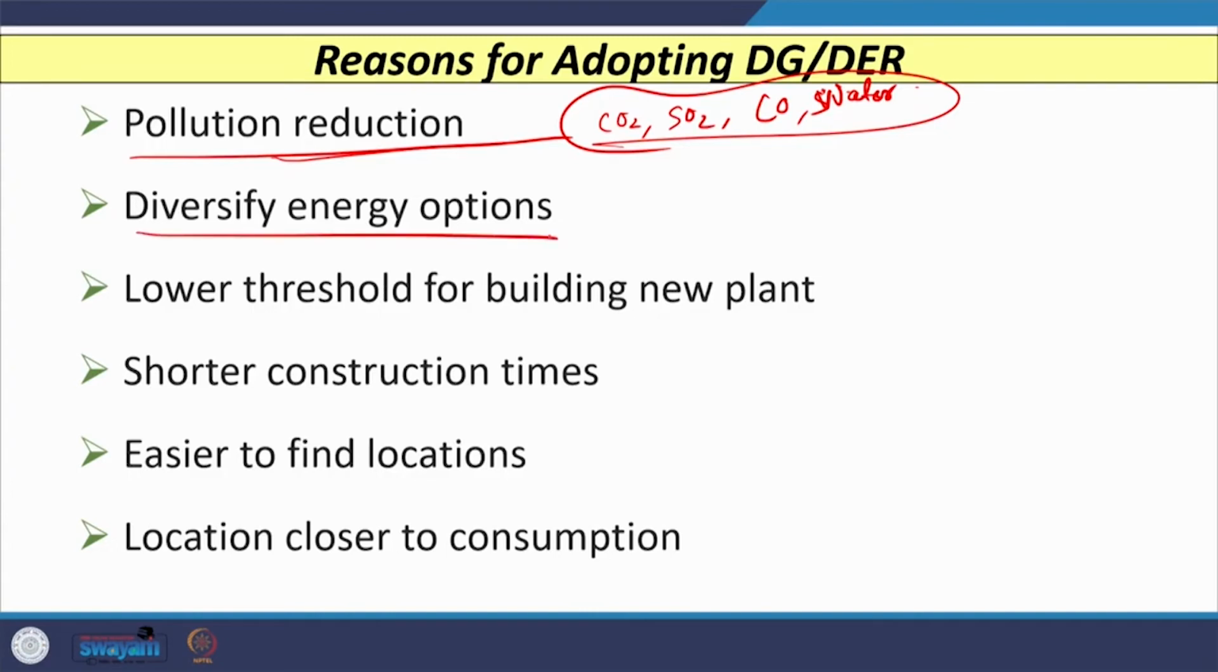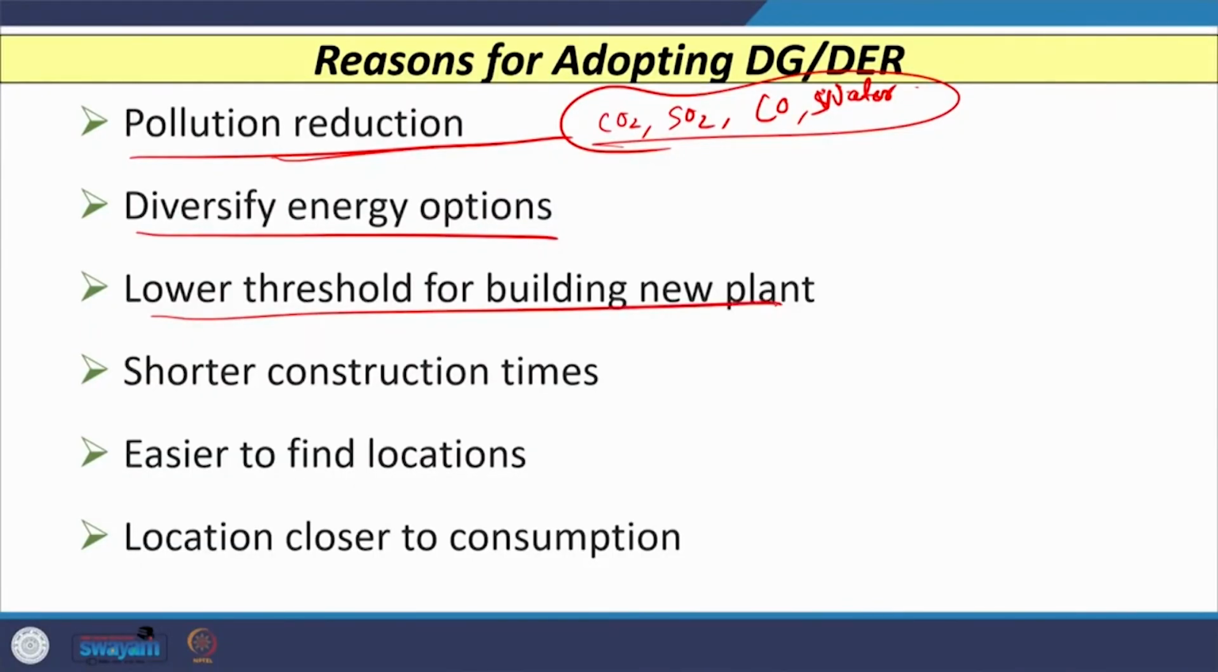We do have diversified energy options. If the grid is not available, then we have this DG or DER available at a particular point, and depending upon the capacity of DG or DER, they can supply the load locally for a certain area or some important critical loads. So, diversified energy options are available, and we should not totally depend on the grid supply.